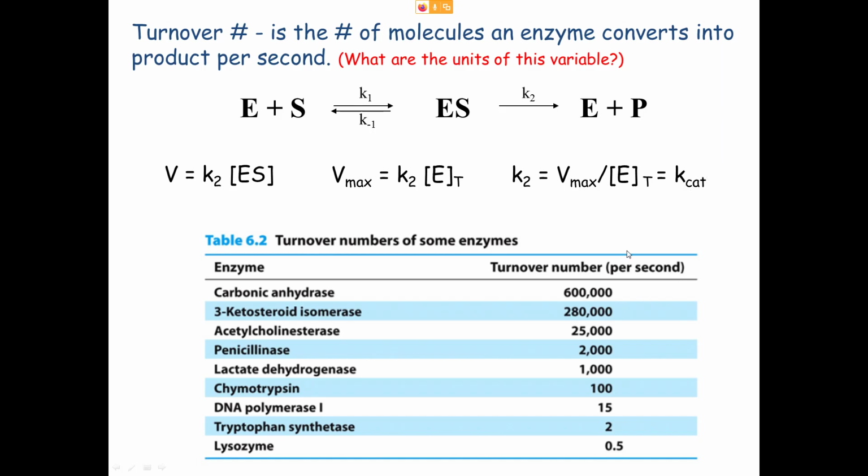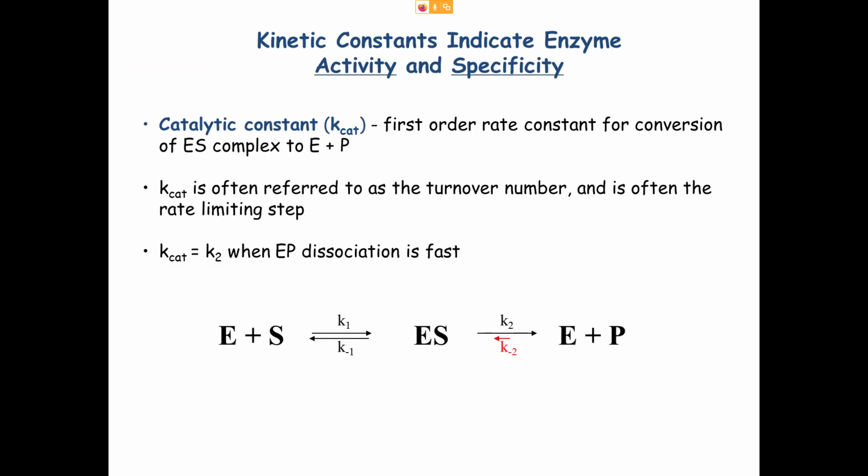All right, so that's this number down here. Carbonic anhydrase is about 600,000 per second, and again, lysozyme is about 0.5 per second, or 1 every 2 seconds. So again, very fast, very slow, right? But carbonic anhydrase binds very, very weakly, and lysozyme binds its substrate very tightly. So taken together, you've got to compare the overall specificity.